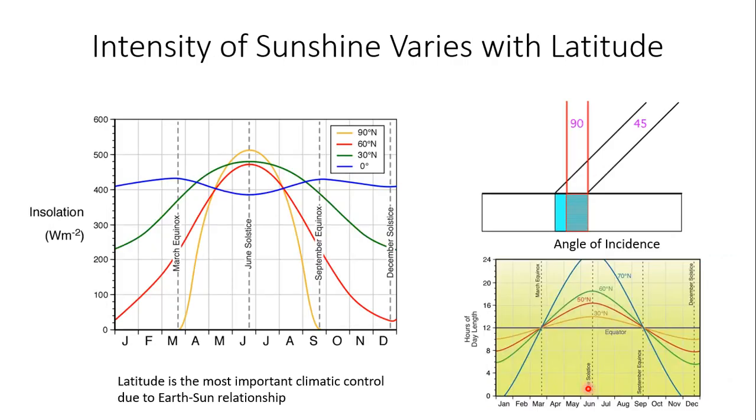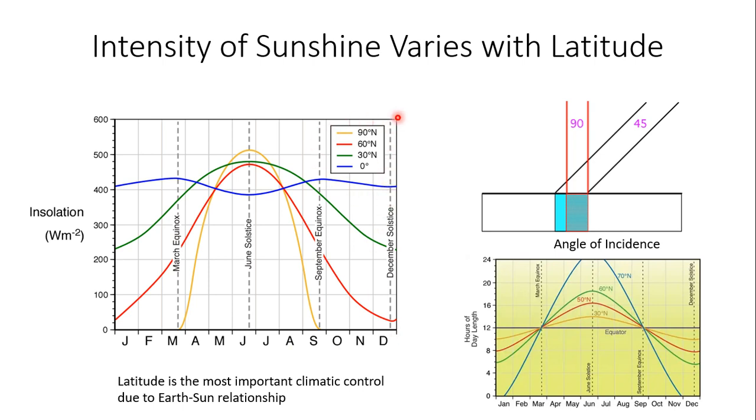Now, when we talk about intensity of sunshine, that's going to vary with latitude. There are 3 graphics on this slide that are very important to consider when we look at latitude, how far north or south of the equator you are. The first graphic on the left shows on the y-axis, the vertical axis, the insolation, incoming solar radiation in watts per square meter, ranging from 0 up to 600. On the x-axis, the horizontal axis, the bottom, shows the various months throughout the year. January, February, March, April, May, June, July, August, September, October, November, and December.